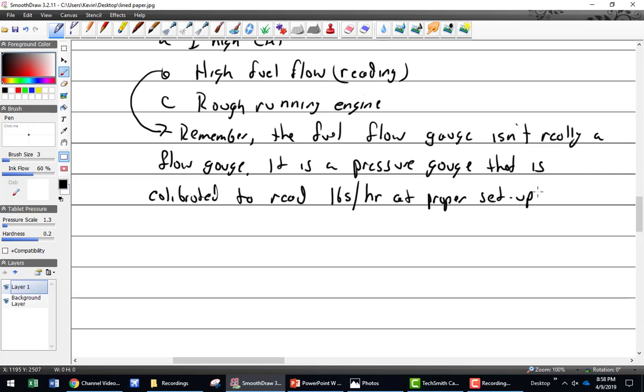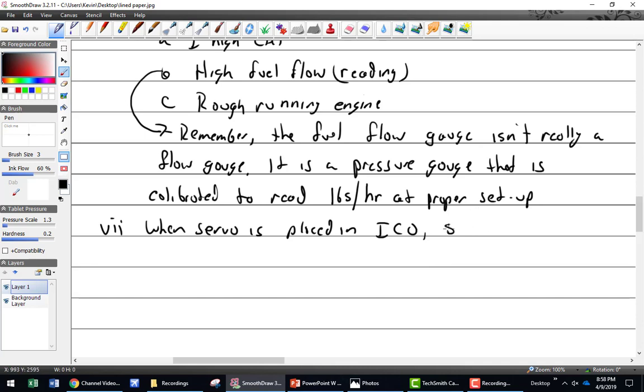So proper setup is not plugged nozzles. And when the servo is placed in ICO, which is what? All right, and how do I do that? Pull the mixture all the way back. What color is the mixture? Red knob. Where do I find the red knob? Up there on the instrument panel or the throttle quadrants.